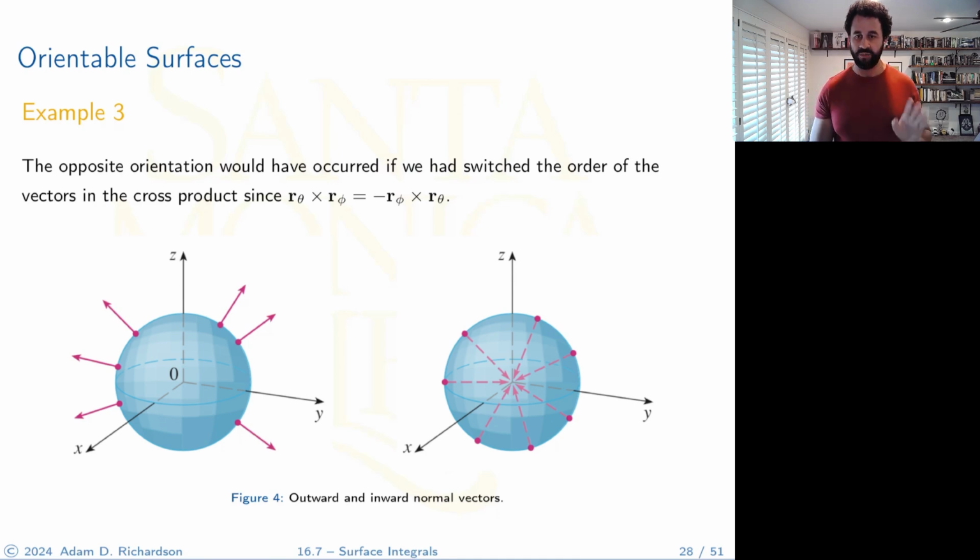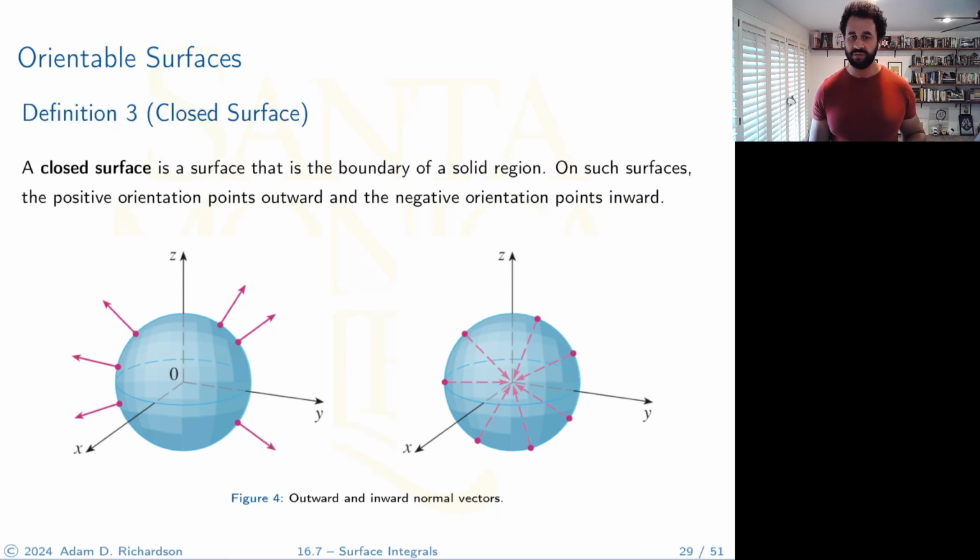All right. So now we can define what our closed surface is. A closed surface is just a surface that is the boundary of a solid region. The easiest example is something like a sphere, or just a blob in space. That blob has a surface, and we call it a closed surface. On these surfaces, the positive orientation points out, and the negative orientation points in, just like you see in these pictures. All right?